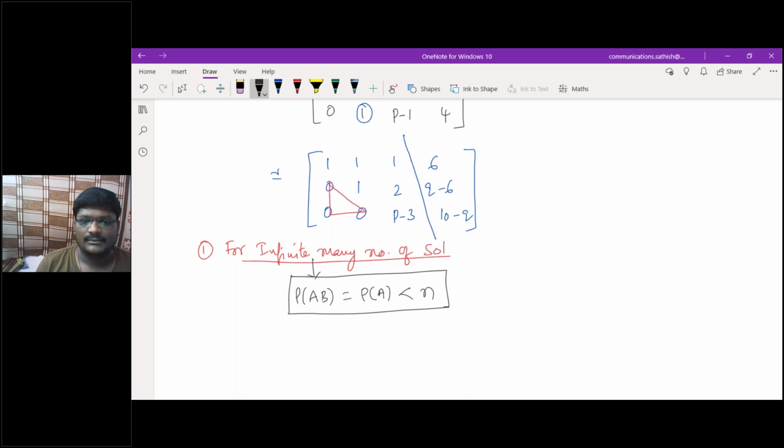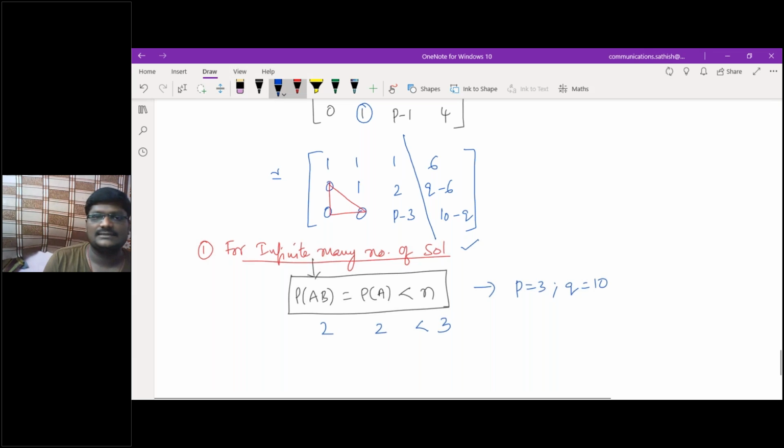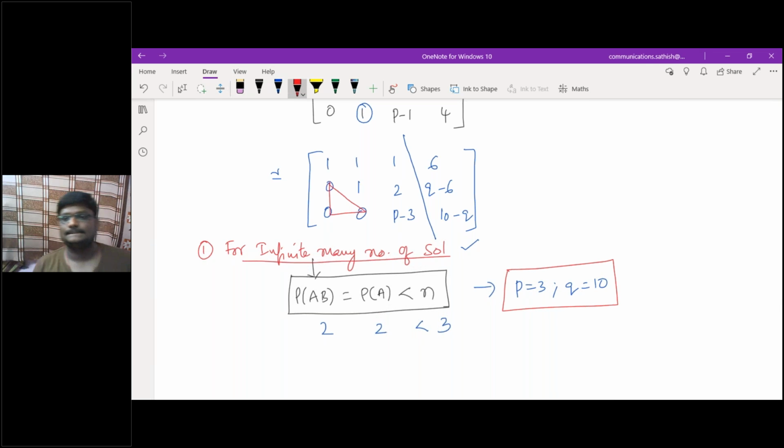So hence in that case my rank of AB is 2, rank of A is 2, but it is less than 3. This will happen only when P is equal to 3 and Q is equal to what, ma? 10. That means this is 2, this is 2, and it is less than 3. So this is the answer for your particular question or not? Yes, sir. That is how I can solve it. That question is over. But I'm trying to extend that question for the unique solution as well as the no solution.